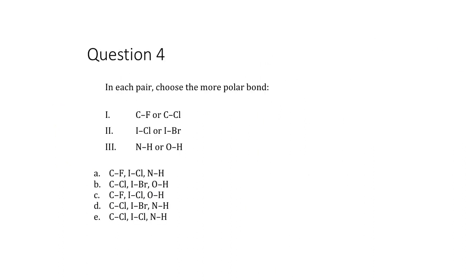Oh, maybe it's not the next question. Question 5, I think, comes back to carbon monoxide. But question 4, before we get there, choosing the more polar bond, we're looking for separation or difference of electronegativity. So we're trying to figure out which atoms are more different in electronegativity.